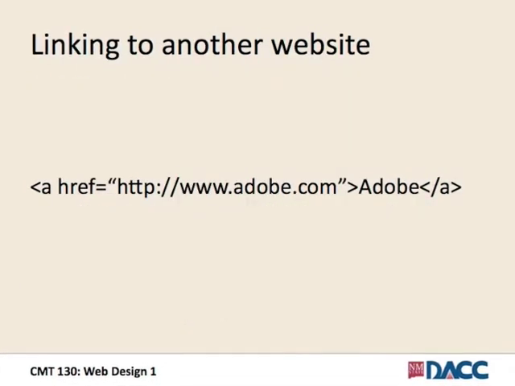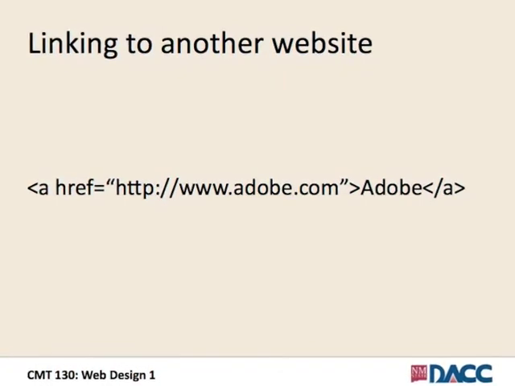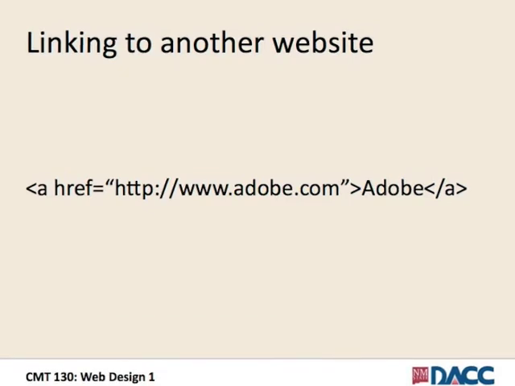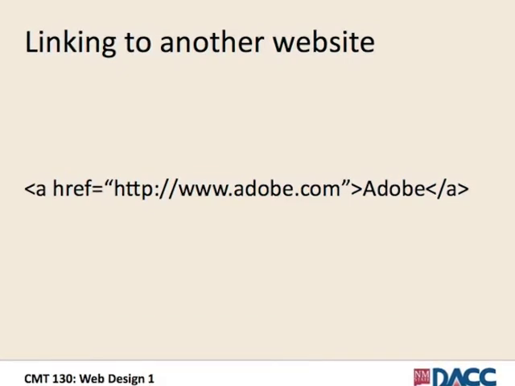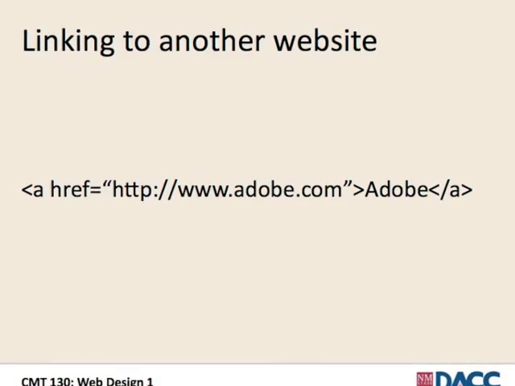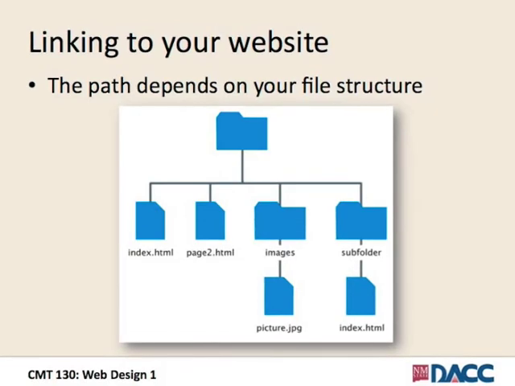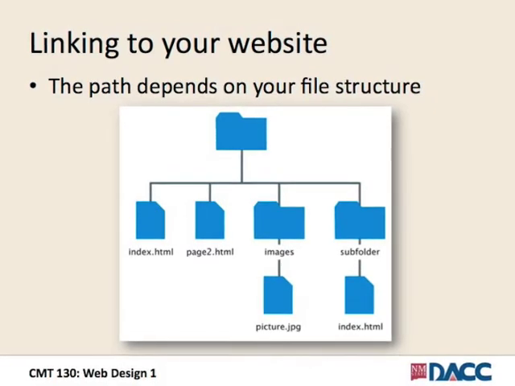So to link to another website, you use the anchor tag with the href attribute where the value is the URL for the website. For example, this link would link to the Adobe website. Linking to pages in your own website depends on the file structure of your website.